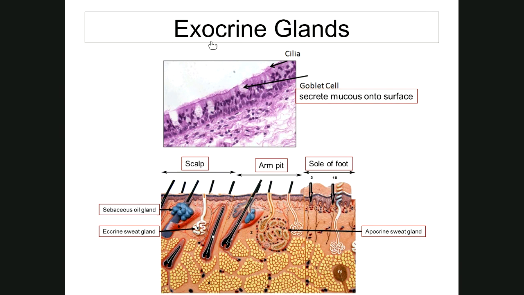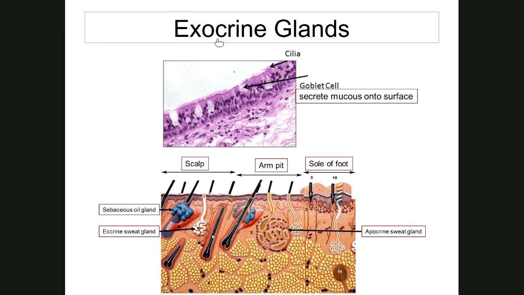Examples, goblet cells, they deliver onto the inside lining of your nasal cavity, inside lining of your digestive tract. Sweat glands, they deliver to the surface of the body. Oil glands, to the hairs and the surface of your body. Seruminous glands, those are wax glands in your ear. Salivary glands, by way of ducts, which go to your oral cavity. Digestive glands, which empty into the digestive tract to help further digest your food.